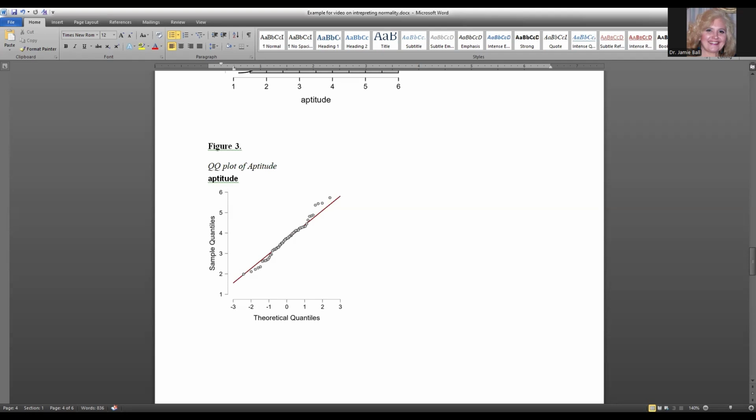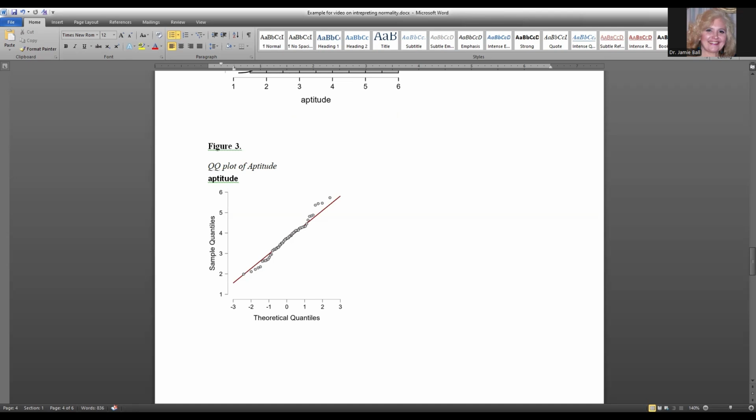Now, if the data starts to curve away at the tails, it suggests a skewness. If there's clusters of data away from the line, like several data points, the tails are heavy, which means there's high kurtosis going on. And if it hugs the line mostly throughout, it's approximately normal.